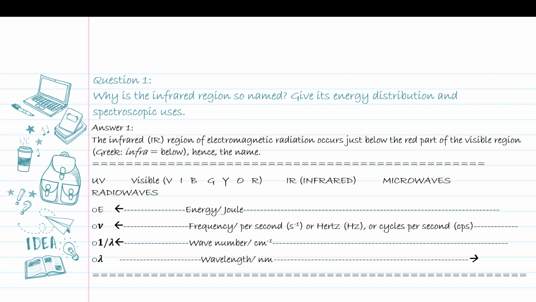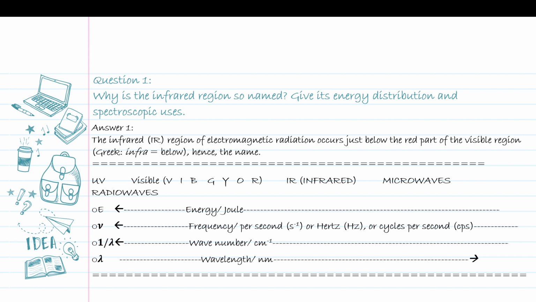Question 1. Why is the infrared region so named? Give its energy distribution and spectroscopic uses. The answer to this question reads like this. The infrared region of electromagnetic radiation occurs just below the red part of the visible region. In Greek, infra means below, hence the name.